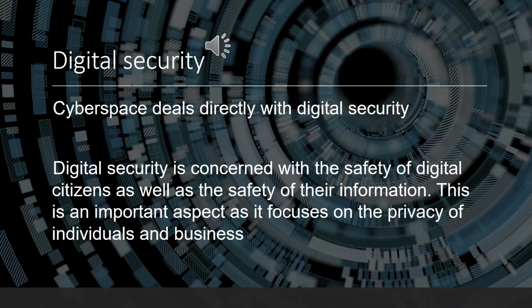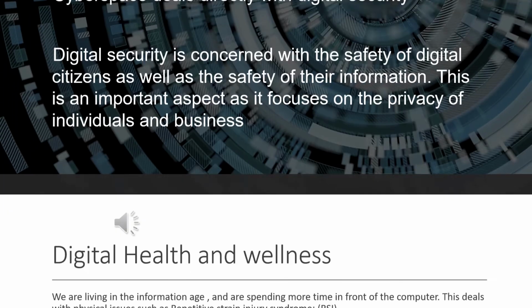Digital security is concerned with the safety of the digital citizen as well as the safety of the information. This is an important aspect as it focuses on the privacy of individuals and their business.